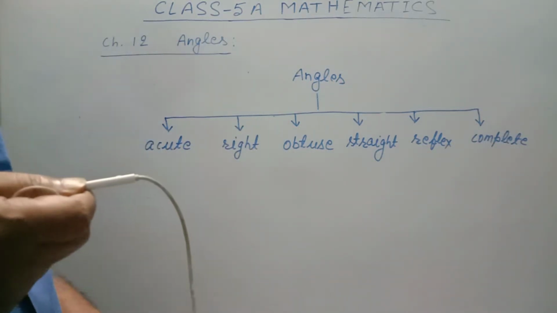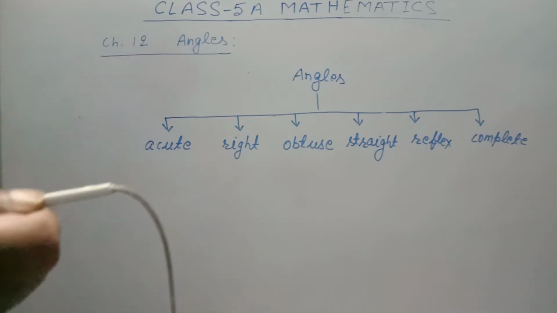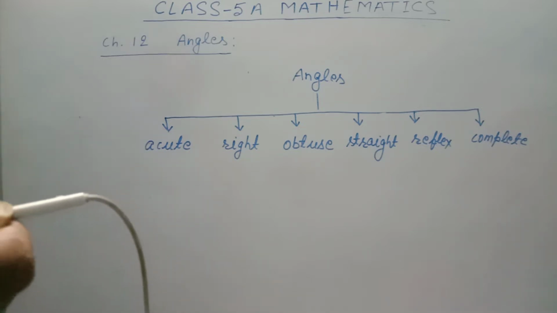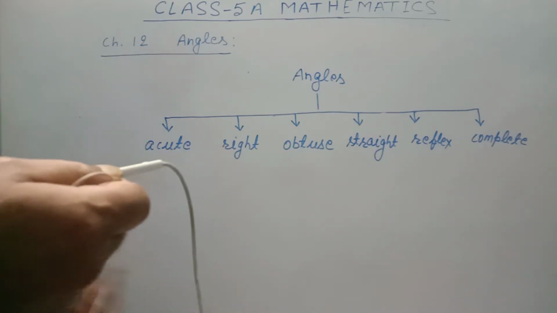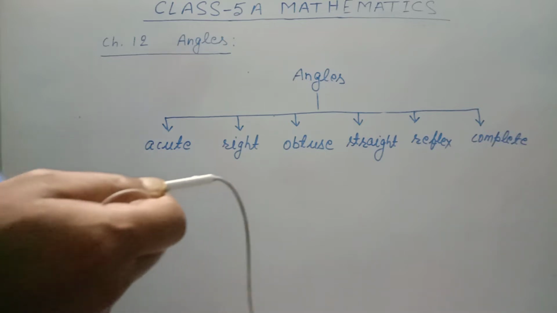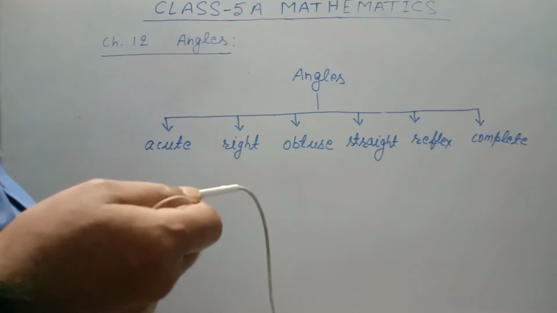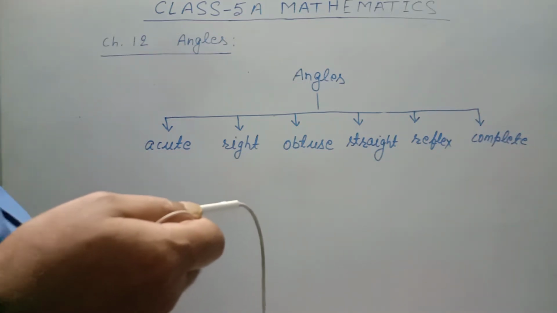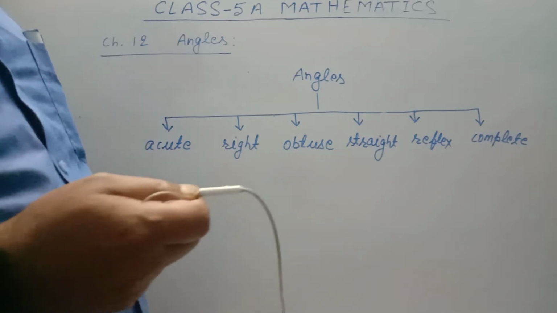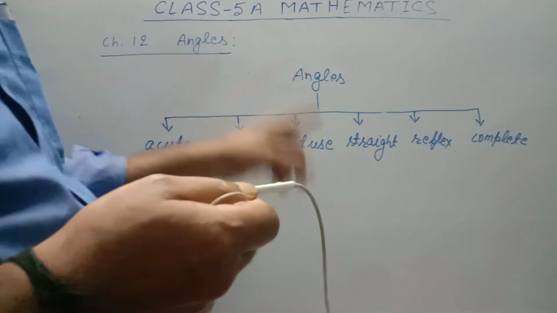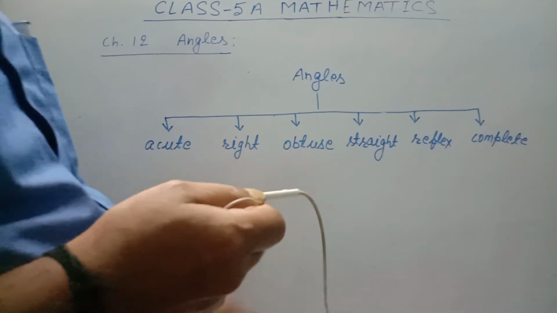Angles that are less than 90 degrees, such as 30 degrees, 40 degrees, 50 degrees, 60 degrees, more than 0 degrees and less than 90 degrees, those angles are called acute angles. And an angle that is exactly 90 degrees is called a right angle. And an angle more than 90 degrees is called an obtuse angle.